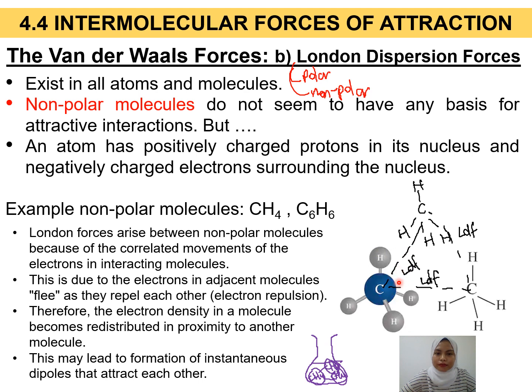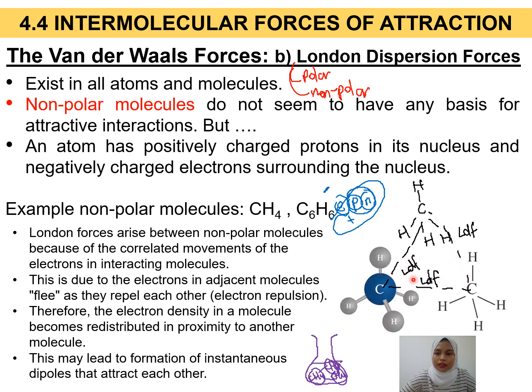Okay, actually there are attractive interactions between the non-polar molecules, because you must understand that in every atom, if we look back at the Bohr's atomic model from before, we know that every atom has a nucleus. In the nucleus there are protons that are positively charged, neutrons that are neutrally charged, and also electrons that go around the nucleus that are negatively charged. So every atom has its own nucleus, positively charged, with negatively charged electrons.